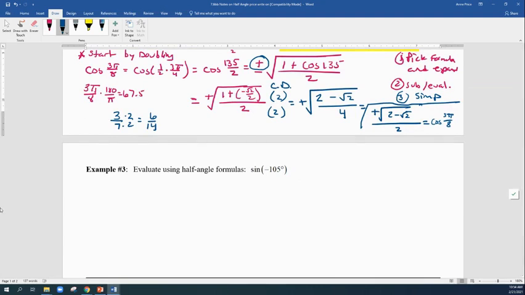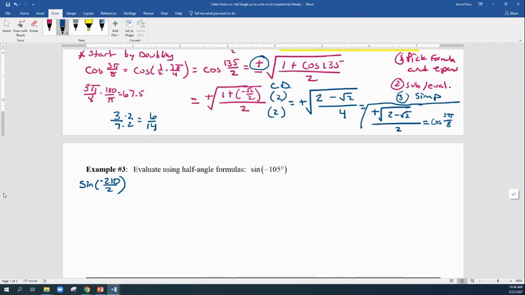Okay, so we're going to do this using half angle identities. There's a couple ways to work with this. So again, let's write that as a fraction. So that is equal to sine of negative 210 divided by 2. That is equivalent to negative 105. So you start by doubling the angle that you're working with.